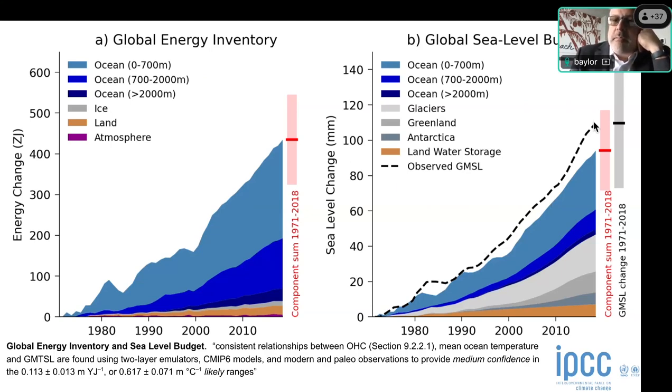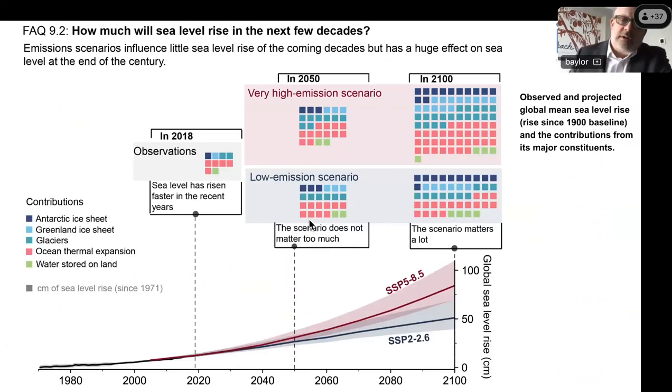And so there's no missing sources of sea level in the system. And when we look to the future, those are observations that I was just showing. When we look to the future, the story continues in much the same way, whether we're under a high emission scenario or a low emission scenario.